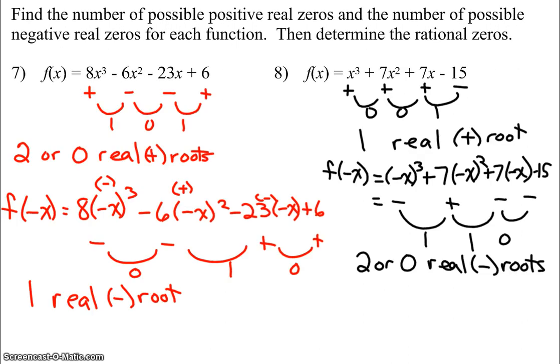As you check your solutions on number 7, the first problem had 2 changes, so there were either 2 real positive roots and 0 imaginary, or 2 imaginary and 0 real positives. When you substituted in negative x, the only possibility is 1 real negative root. You can't do anything with imaginaries because there's not enough negative roots to take out a pair. On number 8, you get 1 real positive root, and when you substitute in the negative x, you get 2 or 0 real negative roots.